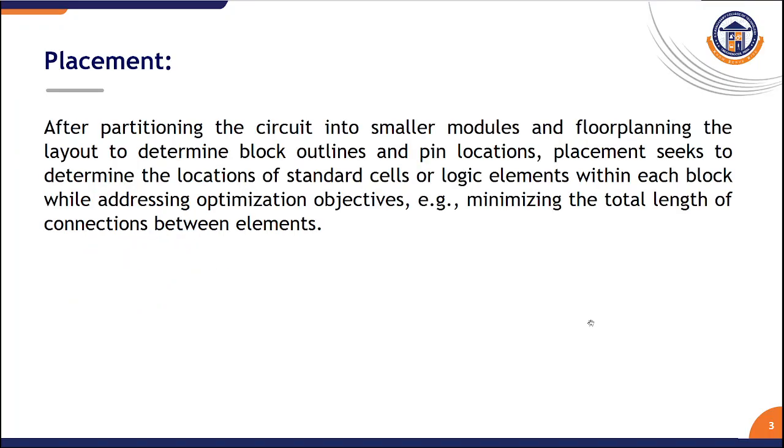What is placement? Placement is performed after partitioning and floor planning. Once the chip area is blocked, outlines are fixed. Placement decides the exact location of standard cells within each block. The main objective of placement is to minimize the total wire length while satisfying design constraints like timing, congestion and power. So placement happens before routing.